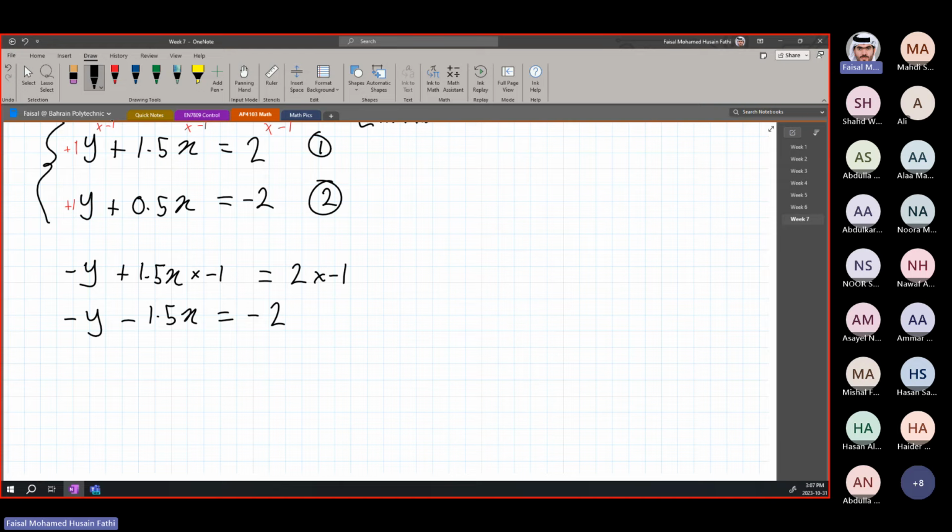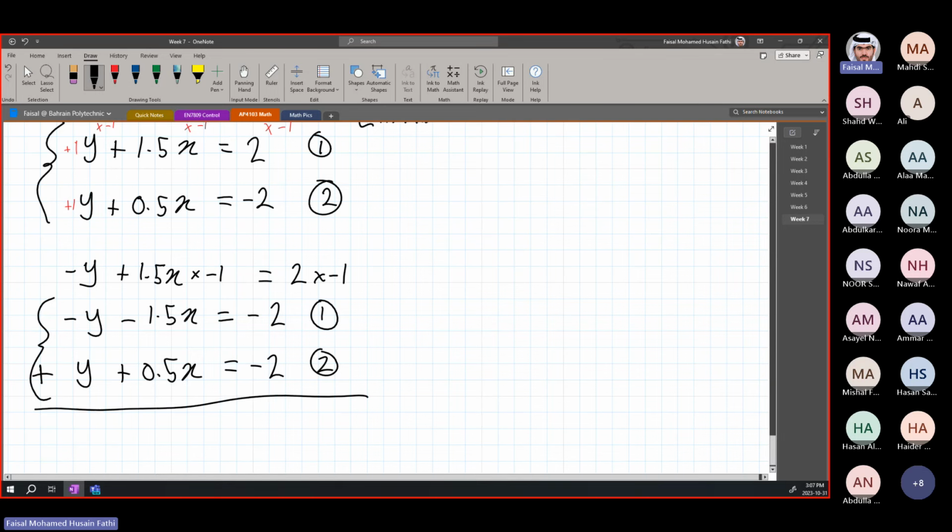Okay, so we found our equation 1. This is still our equation 1. Now, if we rewrite our equation 2, it's y plus 0.5x is equal to -2. This is our equation 2. This is our simultaneous. Now we can add both equations.